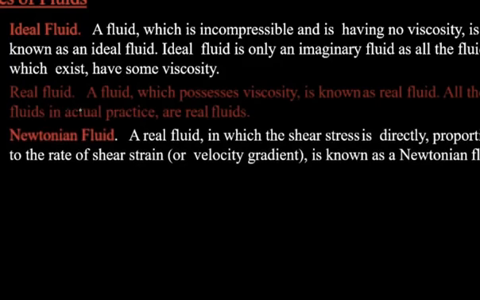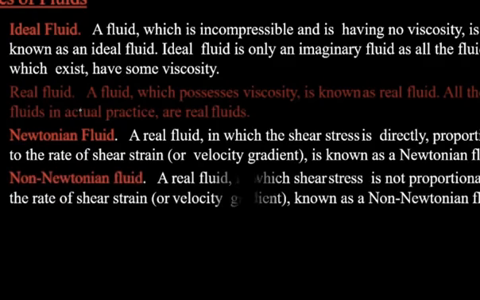Next we'll come to the Newtonian fluid. We already know what is Newtonian fluid. A real fluid in which the shear stress is directly proportional to the rate of shear strain, that is tau is proportional to du by dy, is known as Newtonian fluid. Next one is non-Newtonian fluid. A real fluid in which the shear stress is not proportional to the rate of shear strain is known as non-Newtonian fluid.